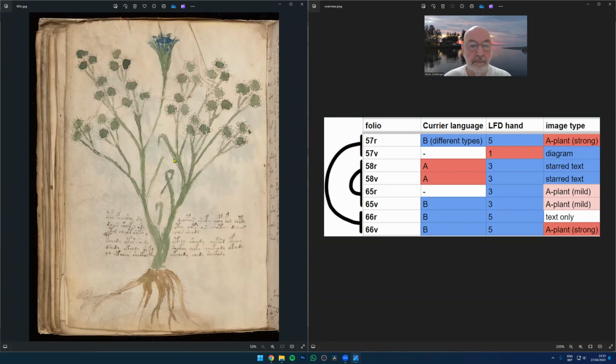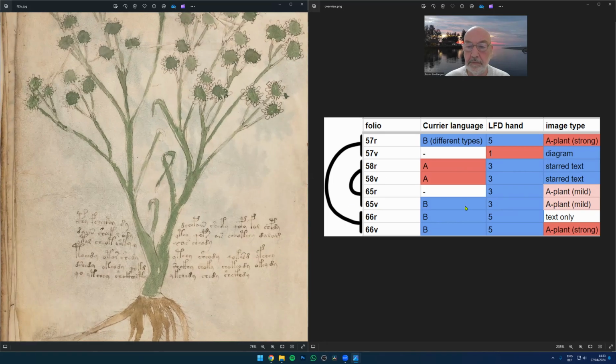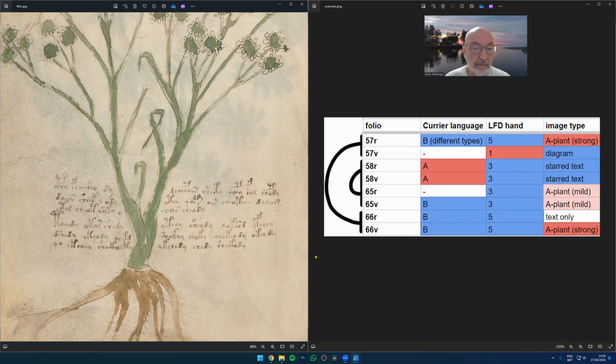And this is the first. So here we do have some text. This is 65V. This would be B language and still scribe 3. So if I understand correctly, we have the same scribe who switches languages when he starts writing with plant.